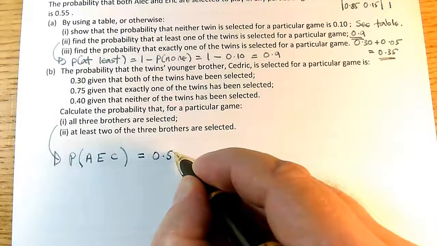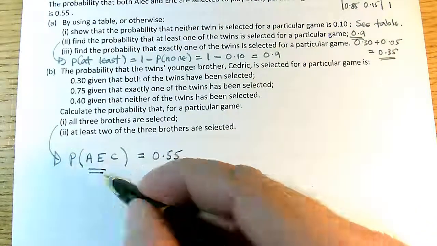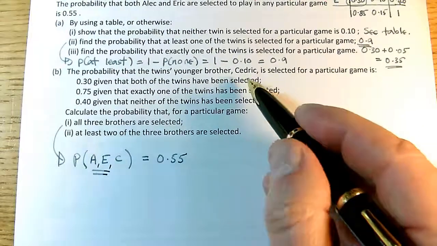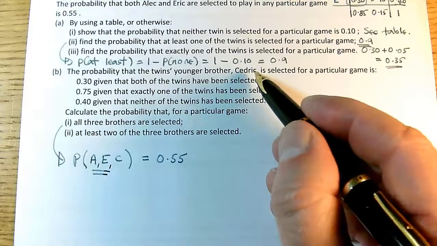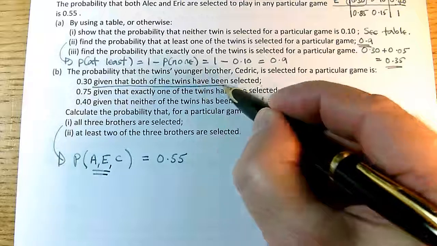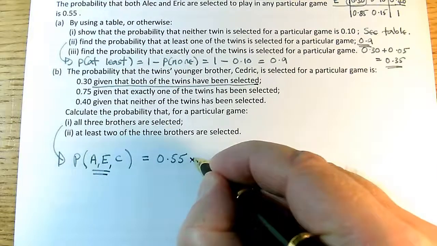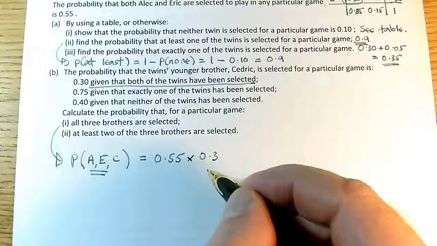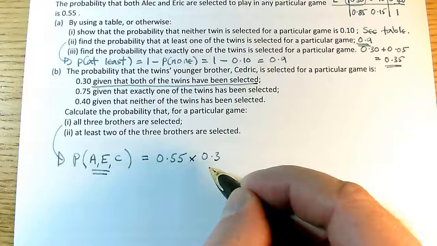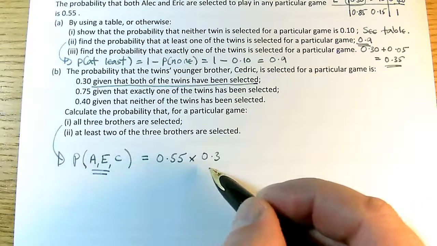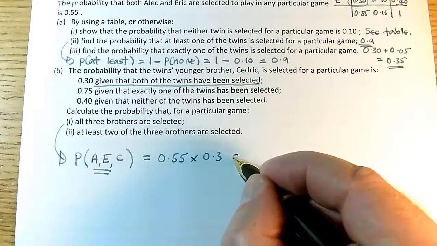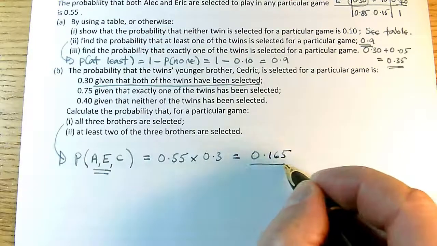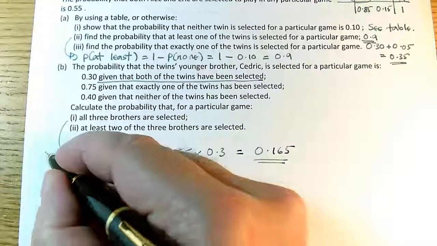So 0.55 is the probability of these two both happening, and now I've got to say that as well as that happening, Cedric's got to play. So I've got to use the correct conditional probability, given that both of the twins have been selected. So I need to multiply this by 0.3. So I can use multiplication of probabilities as long as the probabilities I multiply by take into account what's already happened. So 0.55 times 0.3 is 0.165, I think that is. Okay. So that's my answer to 1.